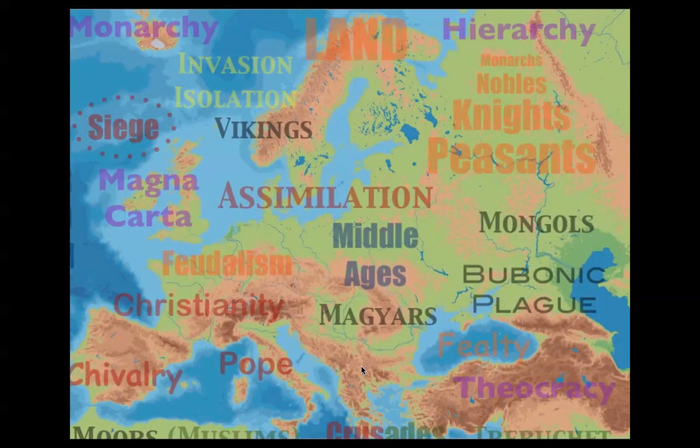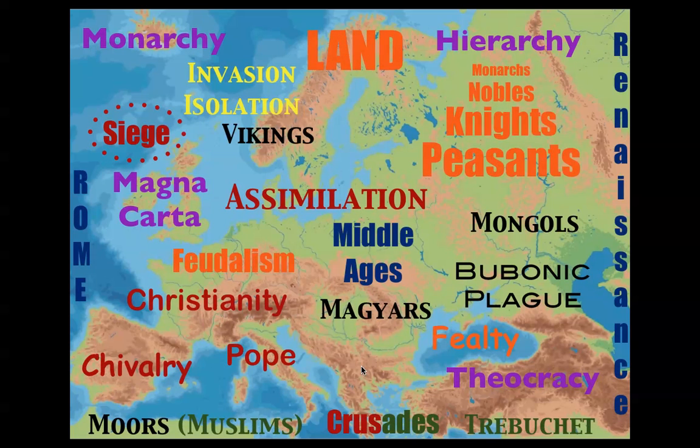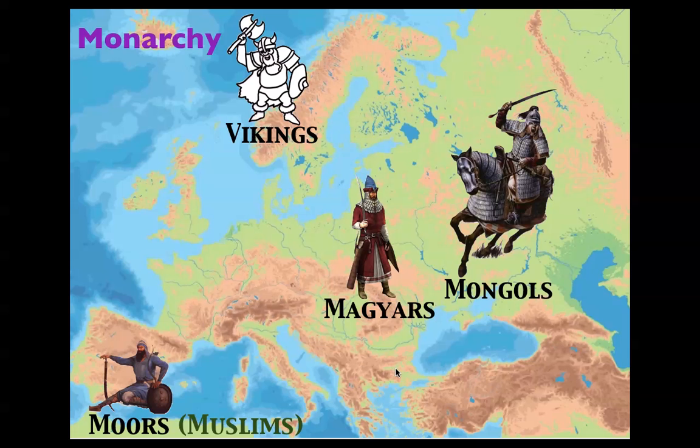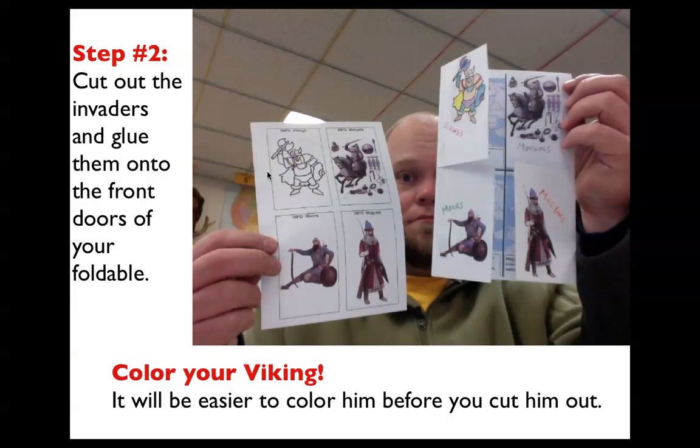And moving back to our word splash, let's get rid of all the words we don't need and just focus on the ones that we do. So there we have the Vikings, the Magyars, the Mongols, and the Moors with a picture of each one. And I gave you a handout today that had those same 4 pictures on there. Please cut them out and place them on the front doors of your foldable. Please make sure you color the Viking before you cut them out. It'll be a little bit easier. So go ahead and pause me, and you'll have time to do that.